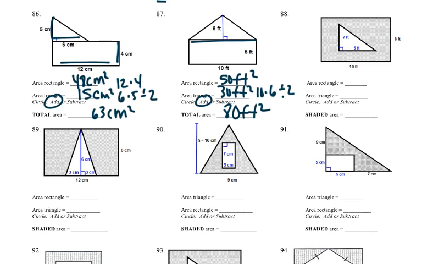Back to another shaded one. 10 times 8 is 80 feet squared. 7 times 6 divided by 2, 21 feet squared. And I'm going to subtract those to 59 centimeters squared.